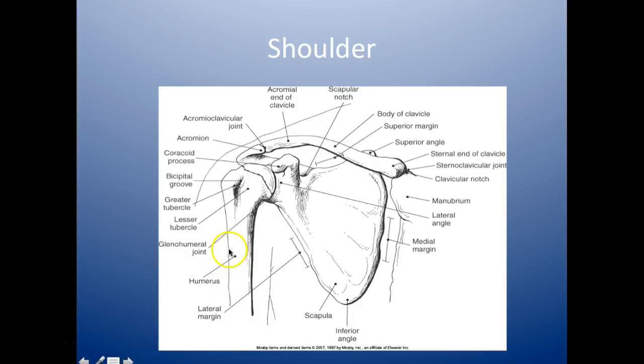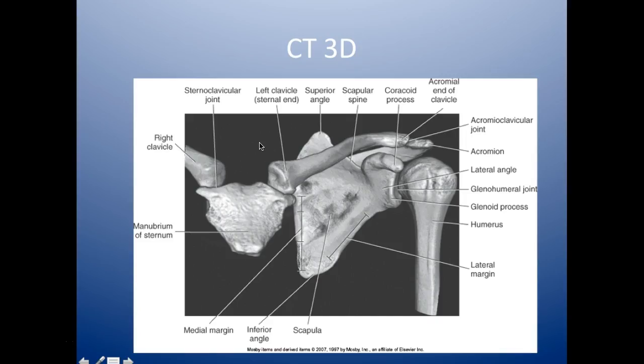Coming around, you have your humerus, your glenohumeral joint, and the lesser tubercle with your greater tubercle with the bicipital groove right down the middle. Your coracoid process is here, your acromion with your acromioclavicular joint or your AC joint.